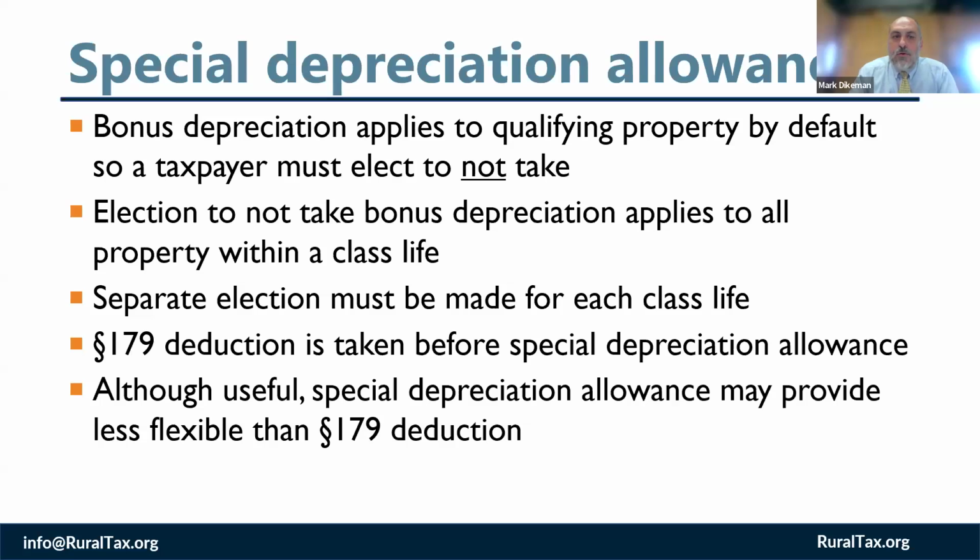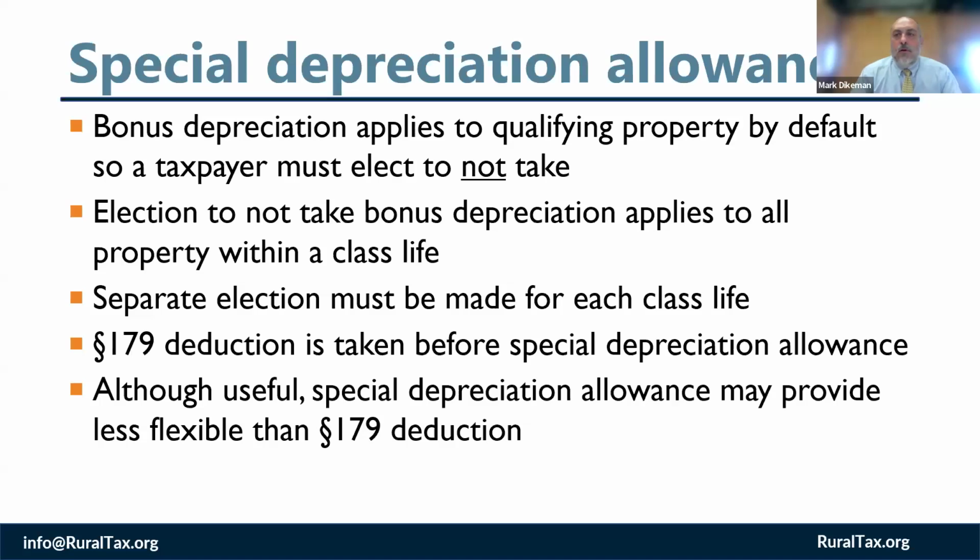It's important to note, especially when investment in equipment gets above that $3 million $50,000 limit for 179 that I mentioned earlier. It's important to note that we take the 179 deduction before special depreciation allowance. So once I get to a certain point in investment, I'm not going to be able to rapidly depreciate 100% of my purchases.